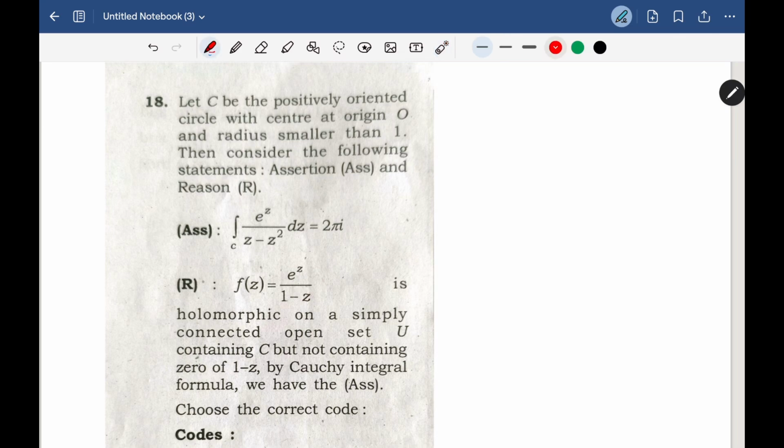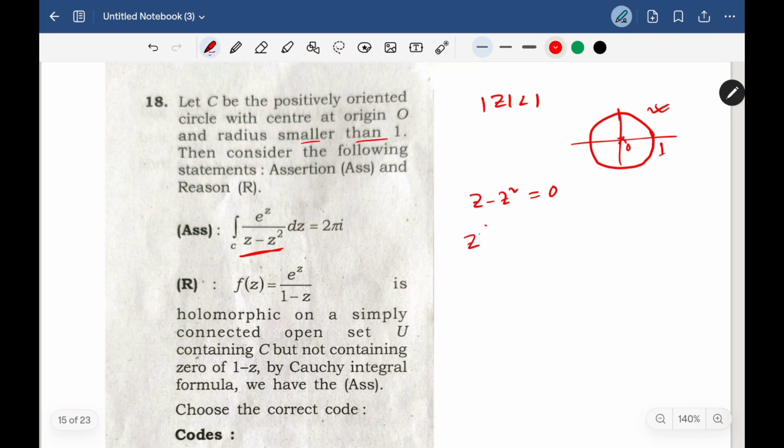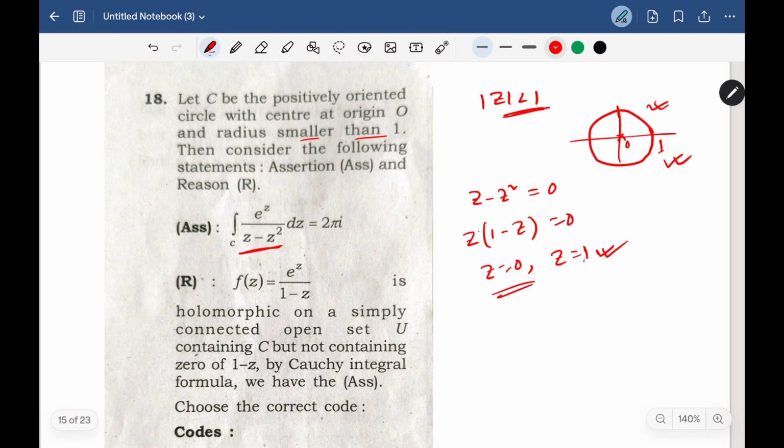What is given? It is given that the radius is smaller than 1, that means |z| is less than 1. So the circle will be, this is the circle with radius 1, center at 0. Now find the singularity from here. What will be the singularity here? z - z² is equal to 0. So take z as common, this will be z(1 - z) equals 0. So from here either z equals 0 or z equals 1. Since it says that |z| is strictly less than 1, 1 is not included in this region. So we'll only consider z equals 0.